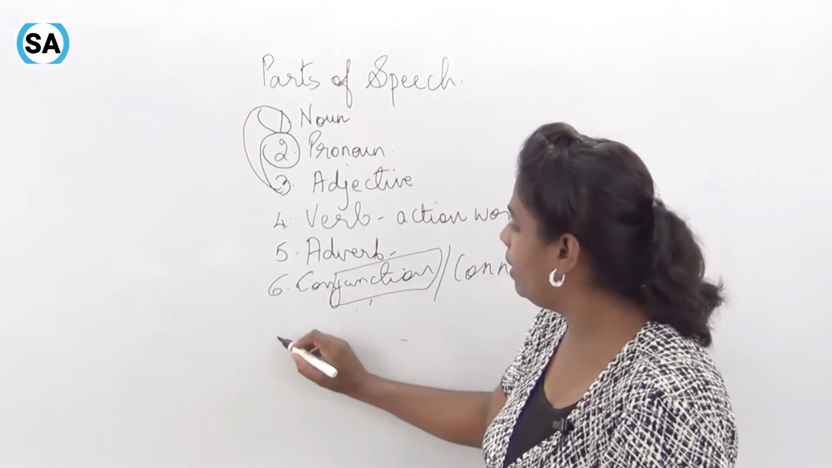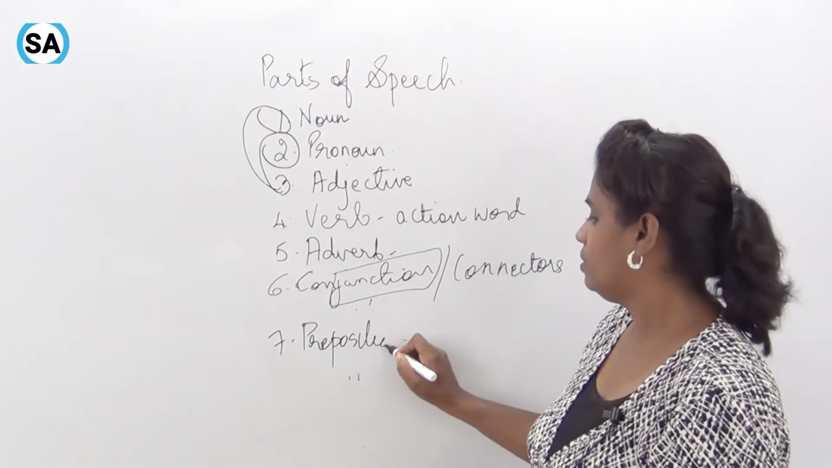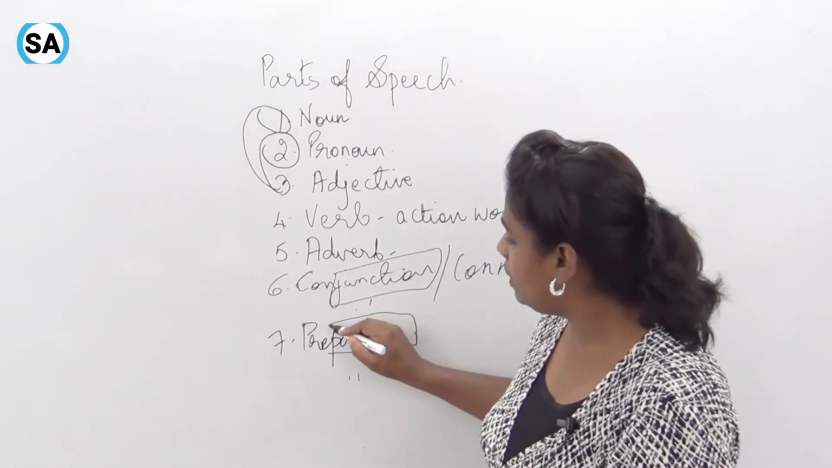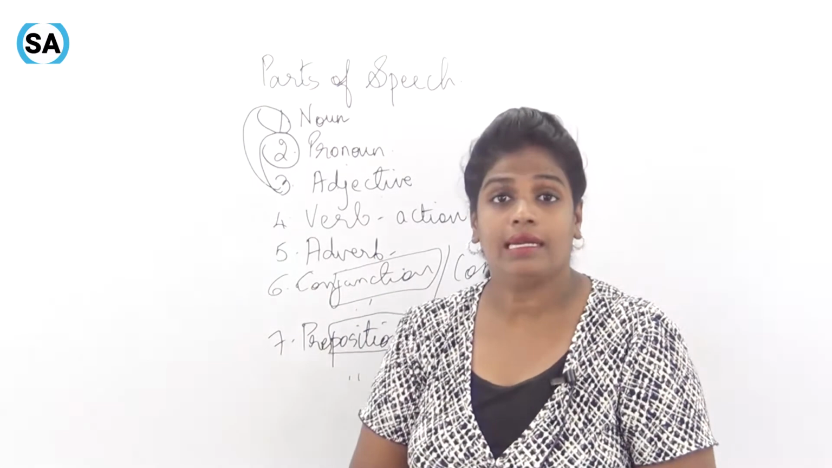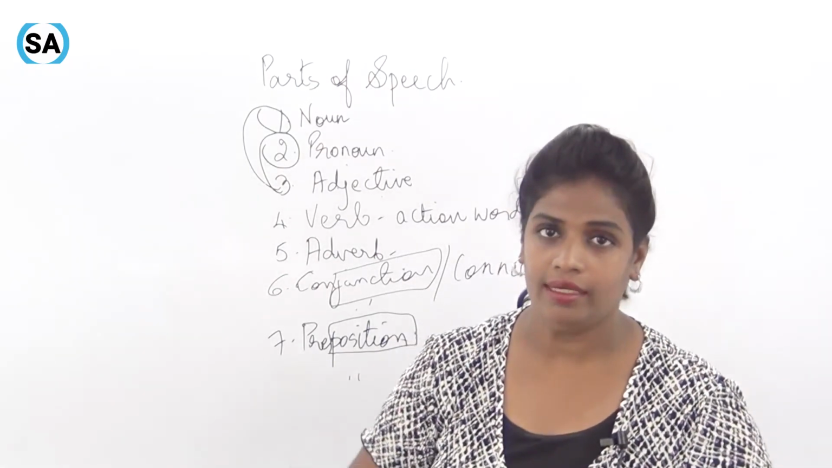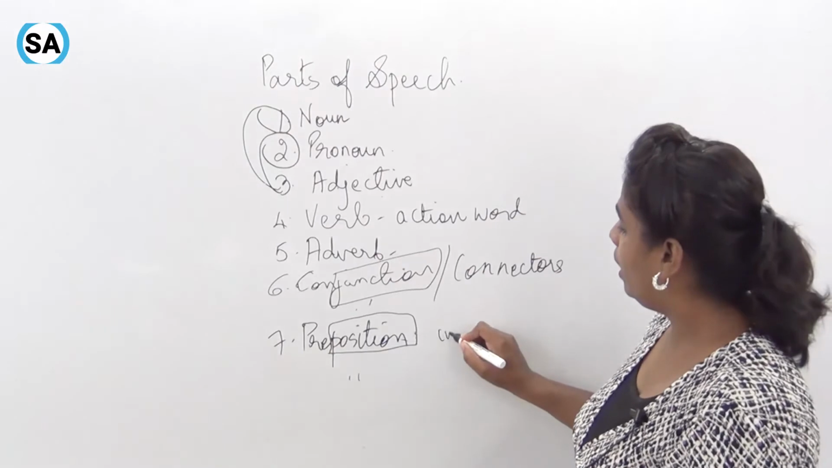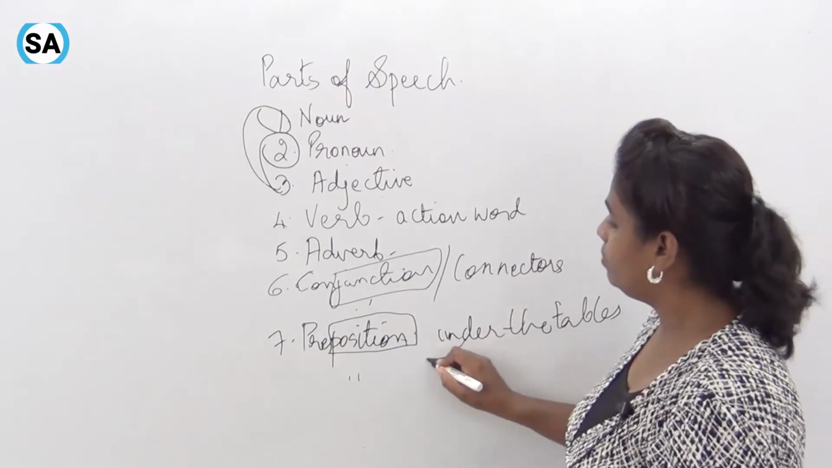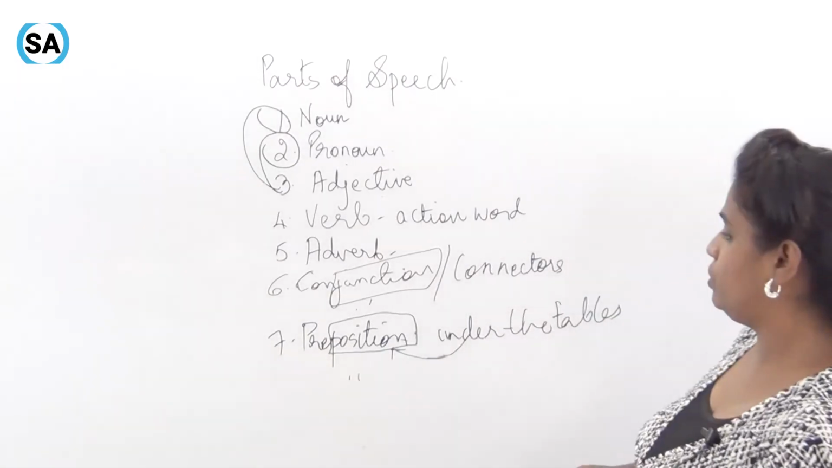After this, we have preposition. Now what is preposition? You need to remember this word. It relates to the position of the noun. For example, if I say the cat is under the table. So what is the relation between a cat and a table? That a cat is under the table. So under the table, this speaks about position. This is how we can find out the preposition.